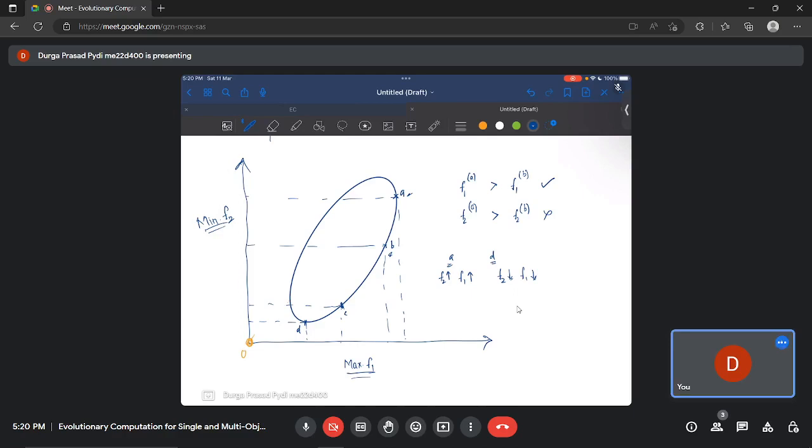Yes, this region. Uh, Can you highlight, sir? Whole.